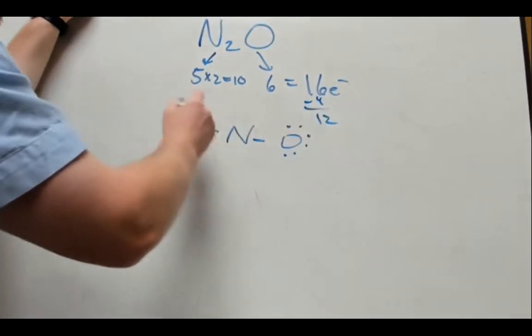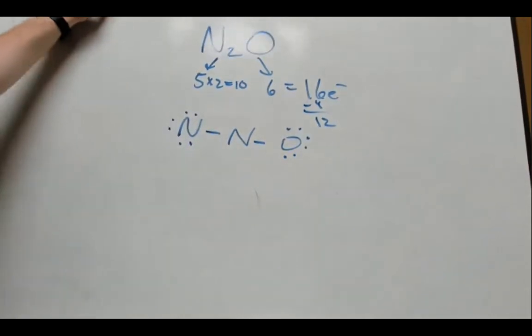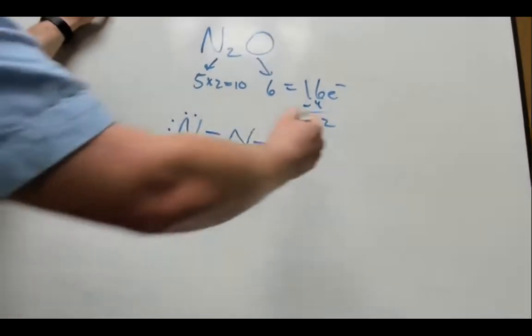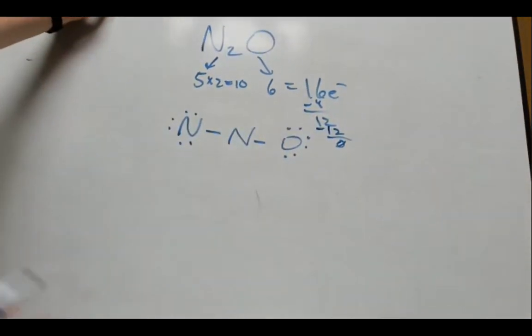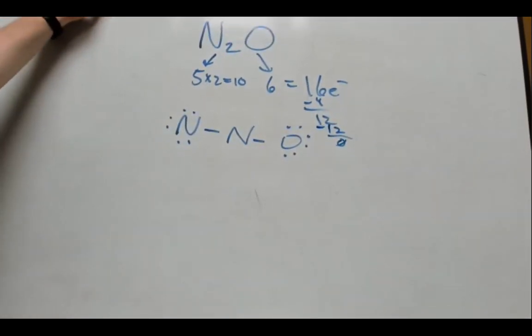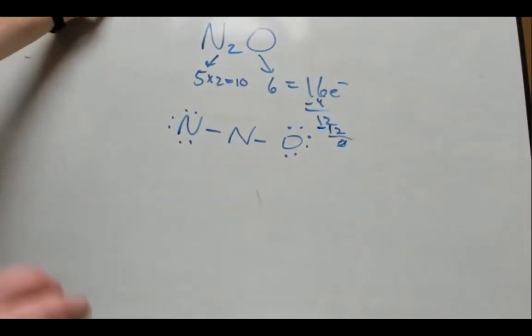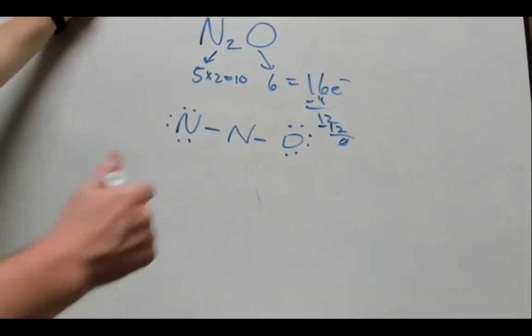I'm moving kind of quickly just so that we can get it done. You can slow down the video. If you have any questions, again, feel free to ask me, please. So what do we say? The middle one does not have an octet, right? So we can do double bonds.